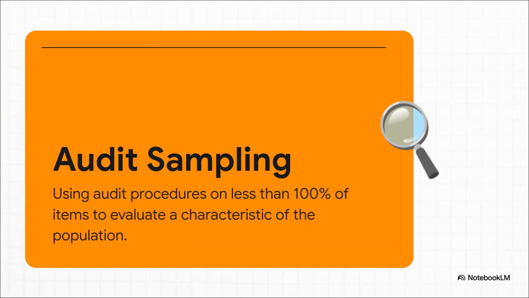So, let's get formal for just a second. The official definition says audit sampling is applying audit procedures to less than 100% of items to evaluate the entire group, or what they call the population. The main thing to get here is simple. You're using a small piece to draw a reliable conclusion about the whole thing.